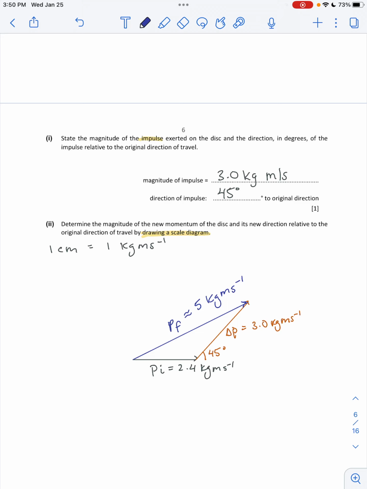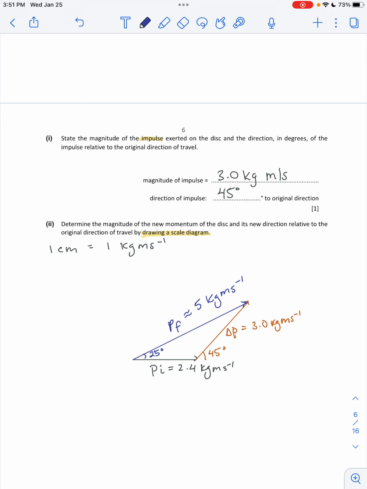The mark scheme allows anything between 4.8 and 5.2. And then when I measure my angle, it should be roughly 25, 26 degrees. The mark scheme allows anything between 22 and 28. So again, this is why it's so important to clearly label your scale, not just for the examiner, but for yourself. And to be neat, use a ruler, use a protractor, make sure you can get the most accurate measurements possible.